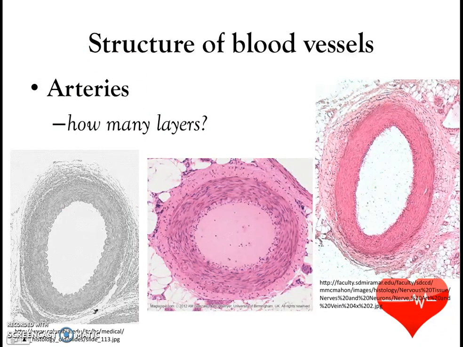Okay, so let's begin with the arteries. If you take a look at these three pictures, they're all pictures of the cross section of arteries. What do you see? How many layers do you see? I think it's very clear, especially in this picture here. Hopefully you see that there's this outer layer here, and then there's this inner layer here. And then this of course is the lumen of the artery, the opening. This is where the blood flows through the artery. Okay, so one layer, two layers, and then the lumen.